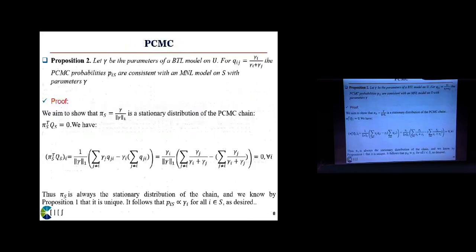We want to show that pi^S is a stationary distribution of the PCMC chain, so I want to reach that pi^S transpose Q is equal to 0. For this expression, I have this one. So we can pull out this lambda_i, and we know the values of Qji as here. So this is equal to 0. Thus, pi_i^S is always the stationary distribution of the chain.